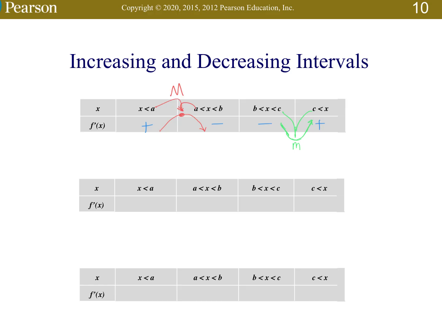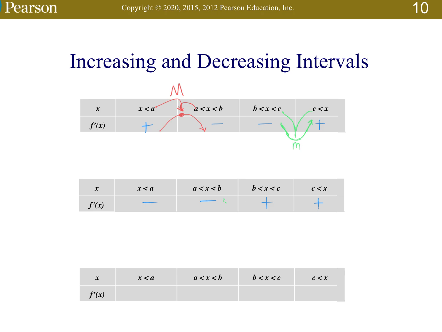And so I could have a minus, minus, plus, plus. Maybe it would turn out like that. Okay, so what does that tell me A is? Nothing. What's B? A minimum. And what's C? Nothing.